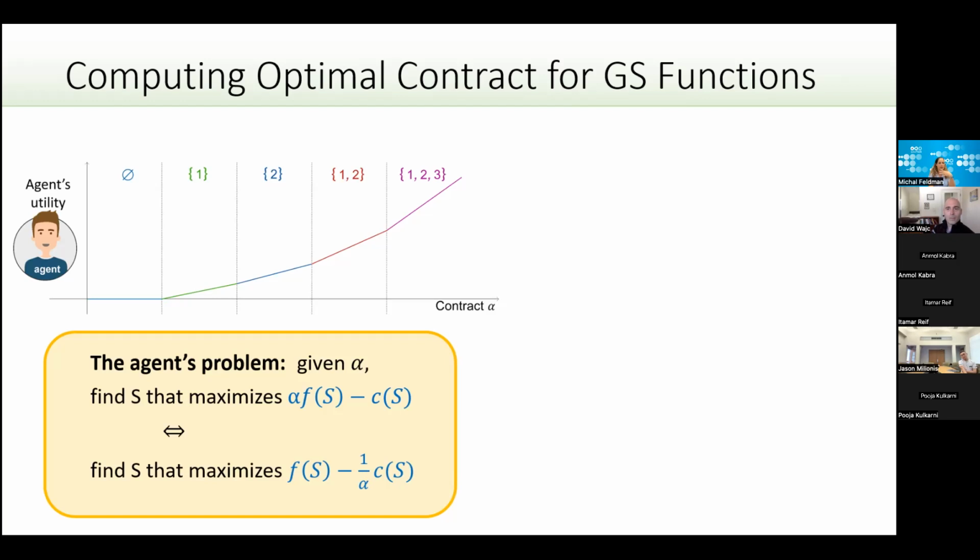Okay. So now let's take a closer look. So first of all, let's look at the agent's problem.